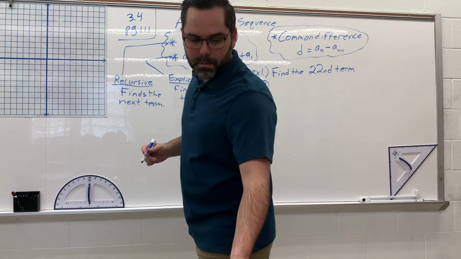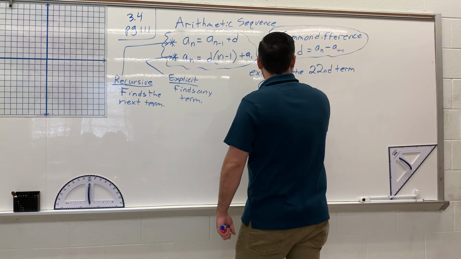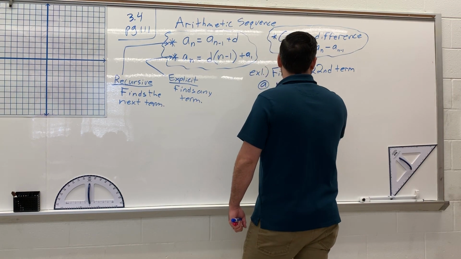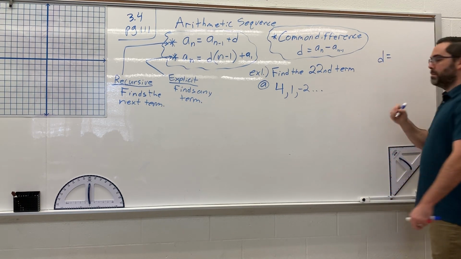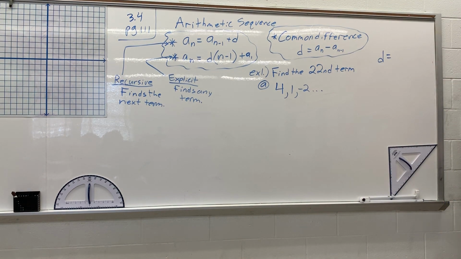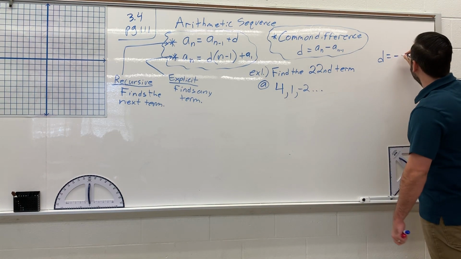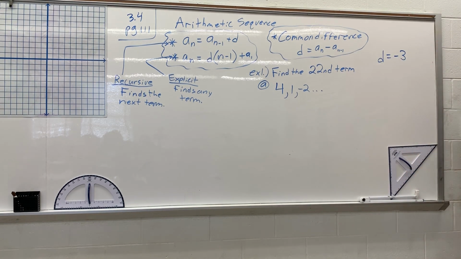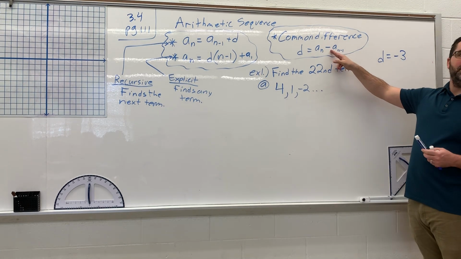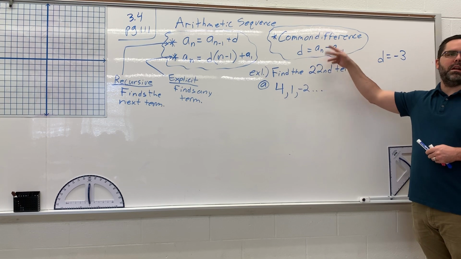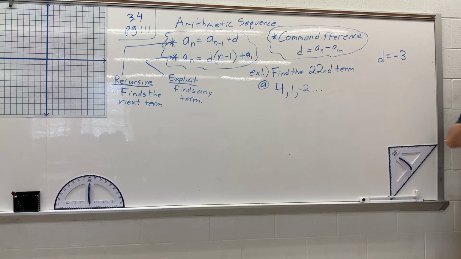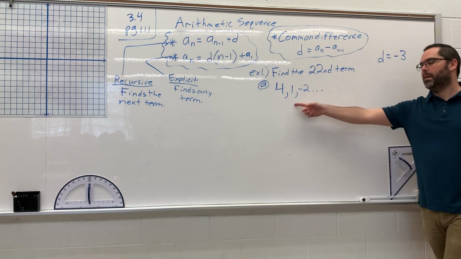So let's use this sequence here, 4, 1, negative 2. Okay, what is my pattern? What is my common difference? Negative 3. What does that mean? It's going down 3 each time, right? So my difference is negative 3. I did that without using this, right? Just because you did that in your head, which is fine. You don't have to write this out. I just wrote this out so you have it. I expect you to use your reasoning skills to find the common difference.